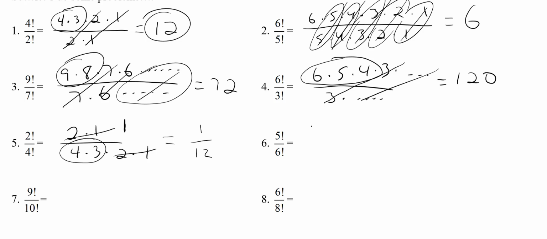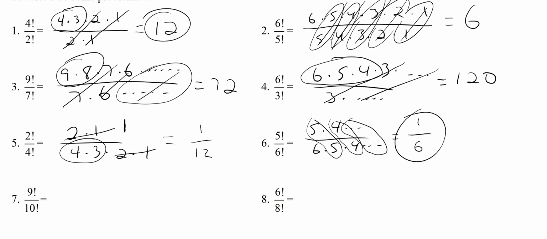Okay, so again, you're writing the terms out. So 5 times 4, you keep going, and this one's 6 times 5 times 4 keeps going. So notice these cancel. This cancels, right? So I only have 1 over 6 left over, and that's my answer. And if you notice, if the number's bigger on top, that means it's a whole number. Like number 3 was 72, but the number's bigger on the bottom, like number 5, so it's 1/12.